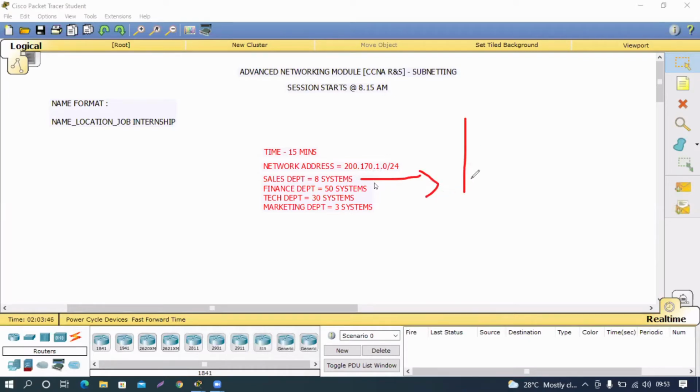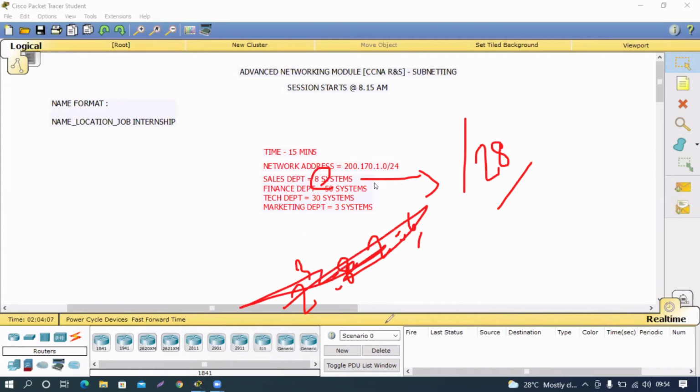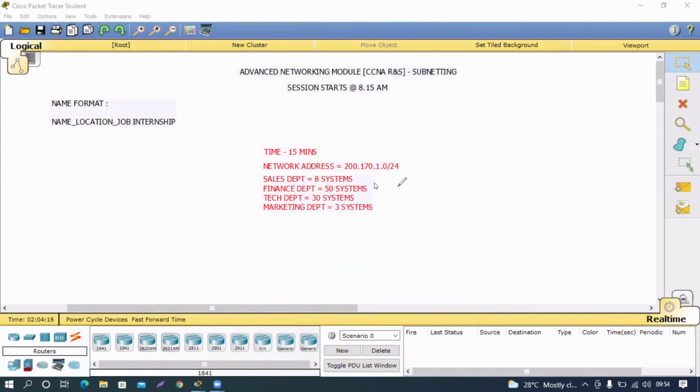Slash value? Slash 28. Because 2 raised to the power 3 is 8, minus 2 is 6. So 6 is less than the requirement, right? That is why we should not be using 2 raised to 3, but 2 raised to 4. So you are using slash 28, right?